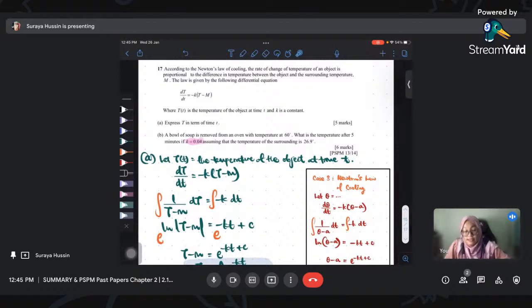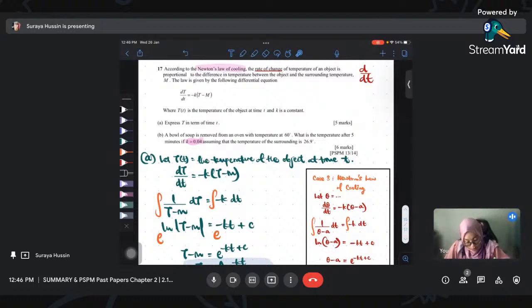So nombor 17 kat sini, let's read the question first. So we have, according to the Newton's law of cooling, the rate of change. Okay, nampak je perkataan rate of change, bermaksud dia adalah d dt. I've mentioned to you guys that application dia banyak melibatkan rate. Rate banyak melibatkan time. So we will always see a lot of dT. Means you will see that this chapter is playing with time a lot.